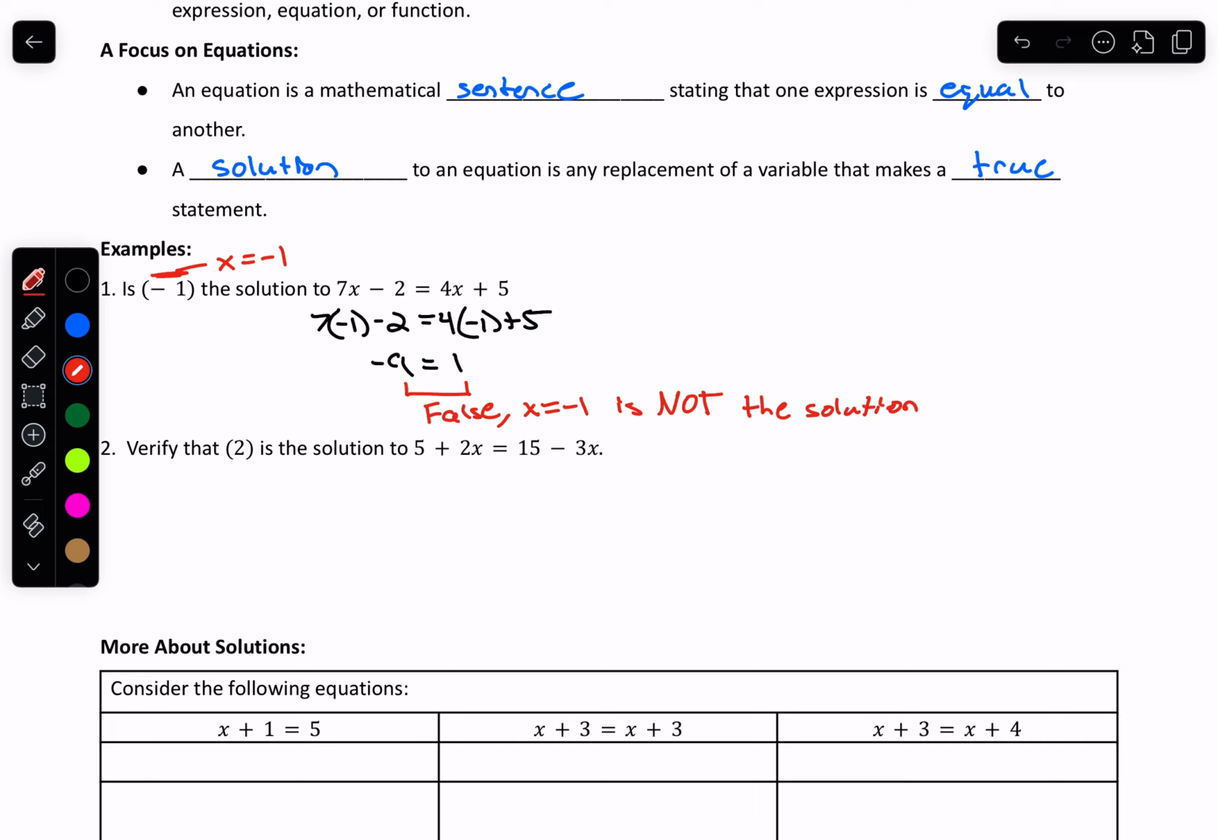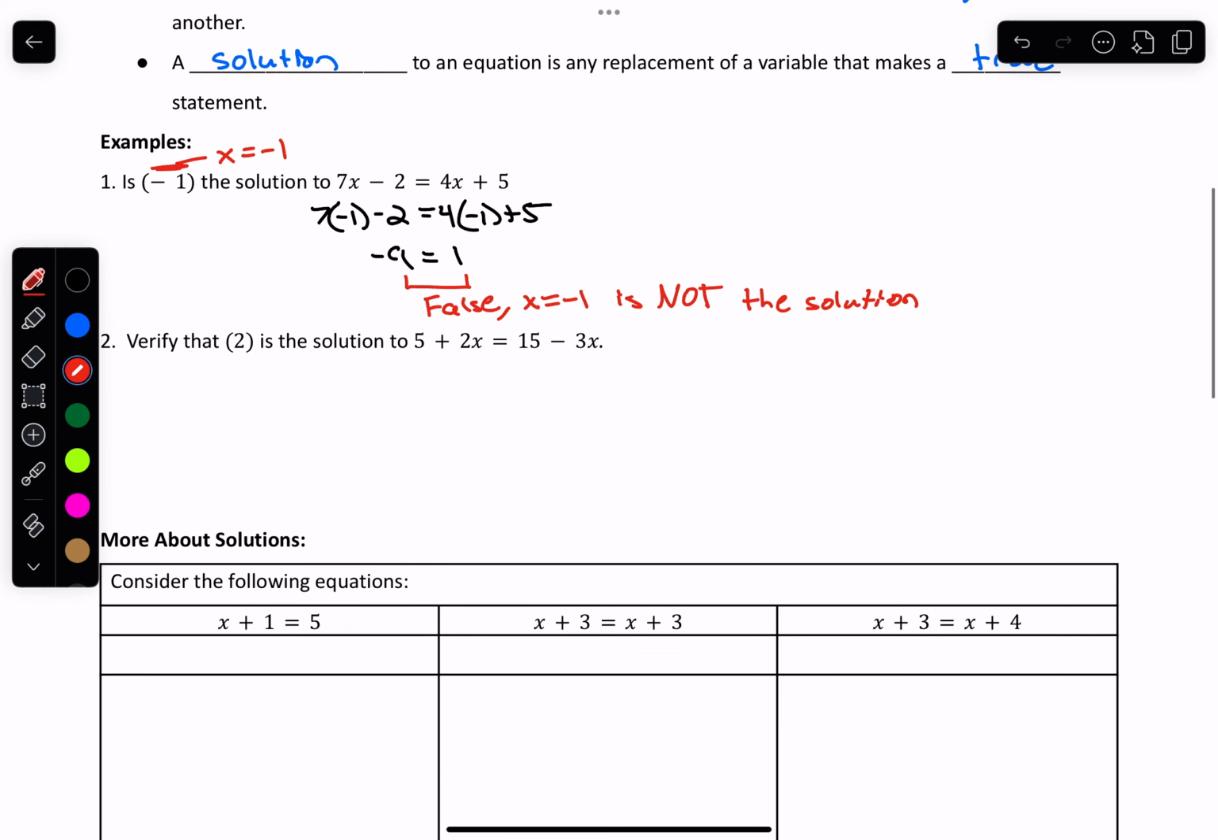Okay, so a true statement would mean that our answer is a solution, but the fact that we get a false statement says that this was not the solution to begin with. So whenever you get an answer from solving an equation, you should always plug that answer back in and see if you get a true statement. That way you know that you're correct. Okay, let's see what it looks like when we do get a true statement.